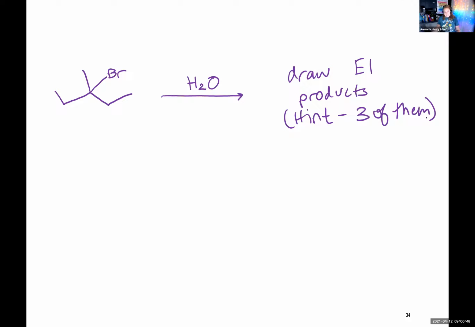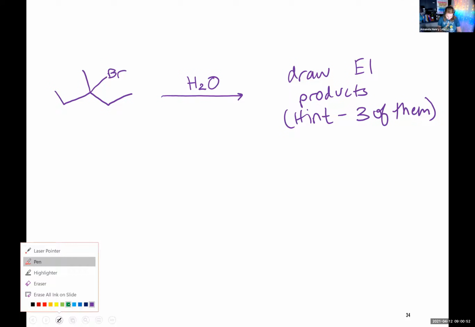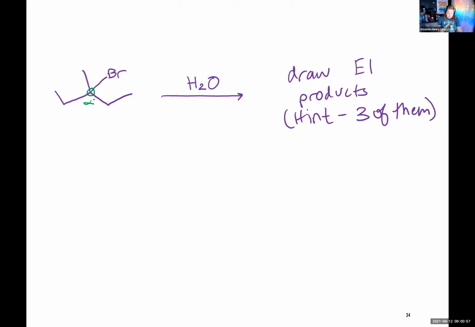We're told it's E1. We're told there's 3 products. So it's given us a lot to start with. That's my alpha carbon. I know that's my alpha carbon because that's where my leaving group is attached. Those are my beta carbons. I know they're my beta carbons because they're attached to the alpha carbon. So I can form a double bond between the alpha and the beta.